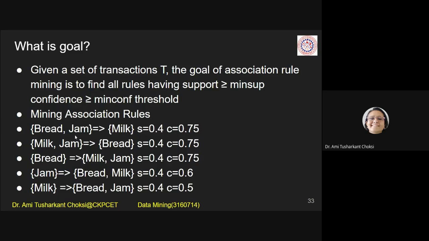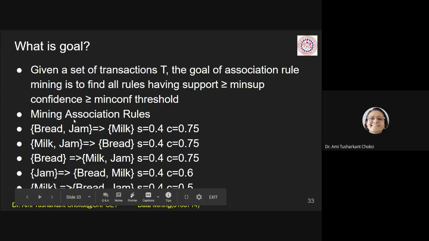Now, whether this rule is accepted or not, for that we can say that this support should be greater than or equal to the minimum support, and the confidence whatever we have found should be greater than or equal to the minimum confidence. Okay, so same way you can find the rule.